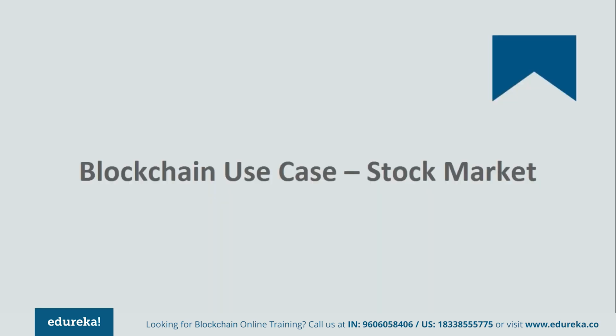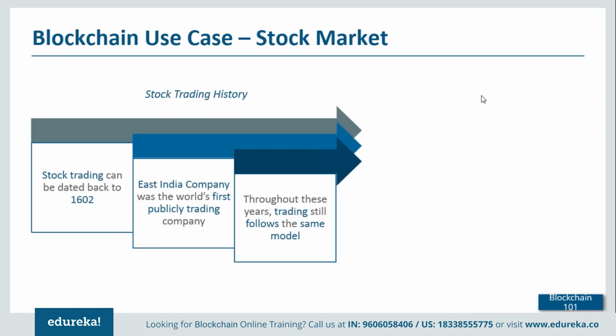Now moving on from here, let's talk about a use case of how blockchain can be implemented in the stock market. The stock trading system dates back to 1602, where the first public stock was of the East India Company. Although it has been around for 400 years, the conventional system has still not changed. It is still almost the same as it was back then. There have been a few minor changes, however there was no major change to the system.